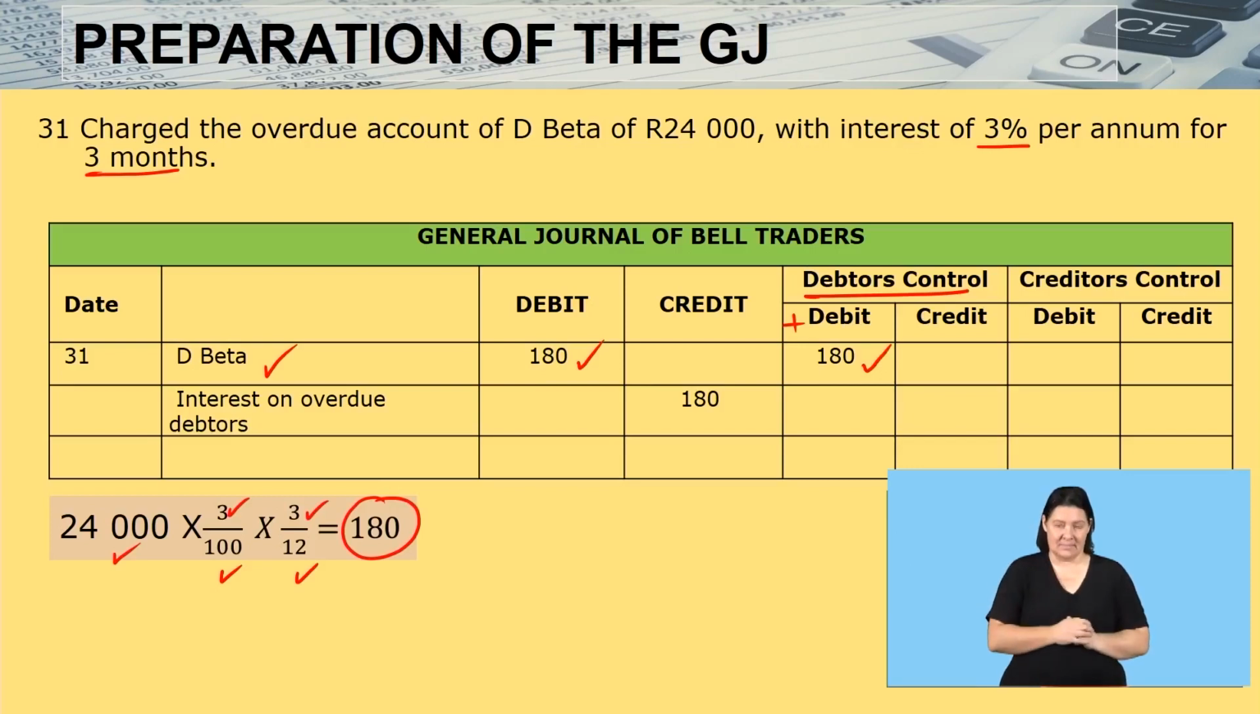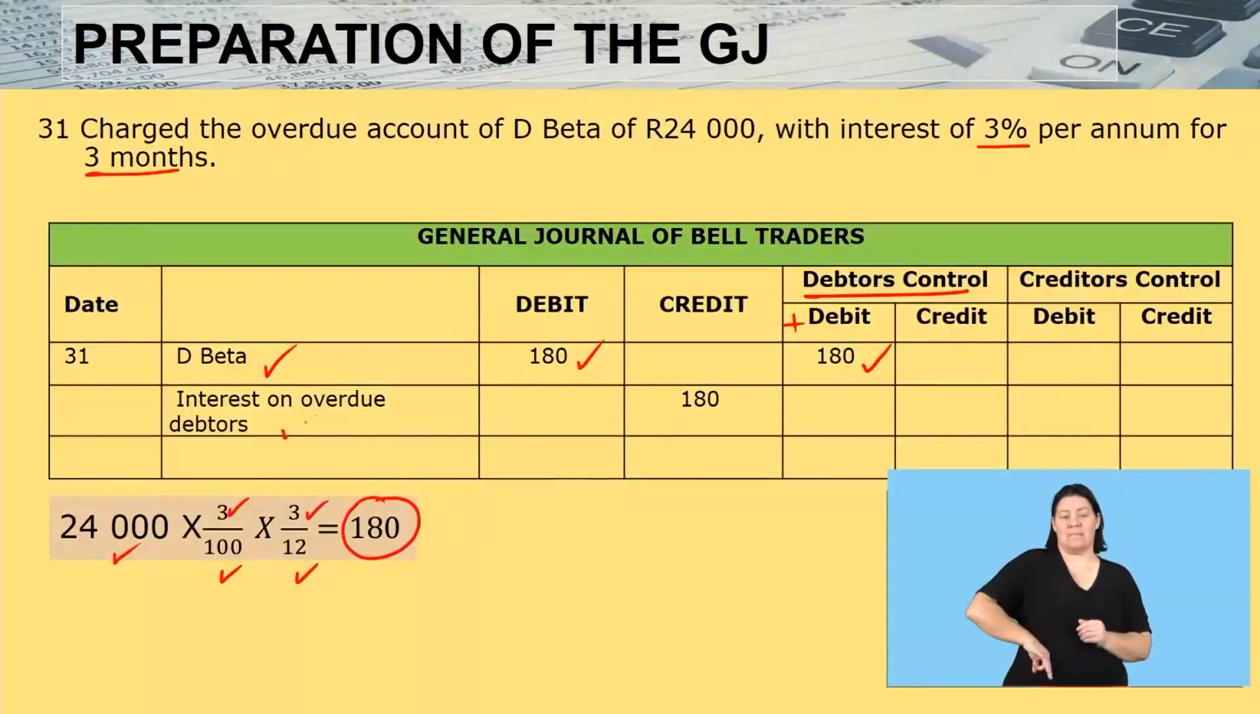But you have to understand, there has to be another account that is affected. What is this? Interest. Interest income or interest expense. This is interest income. So we will credit interest on overdue debtors, and interest income is recorded on the credit side. It increases on the credit side. Let us now see how to record in the general ledger.